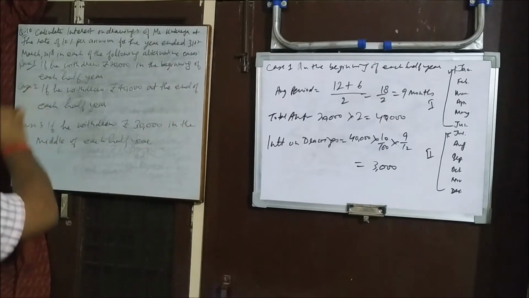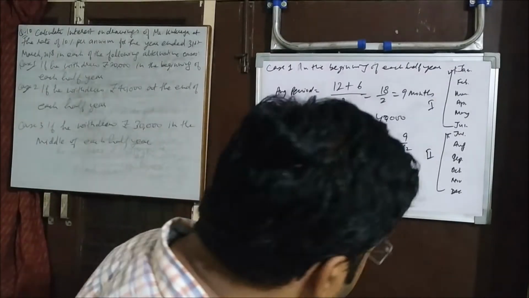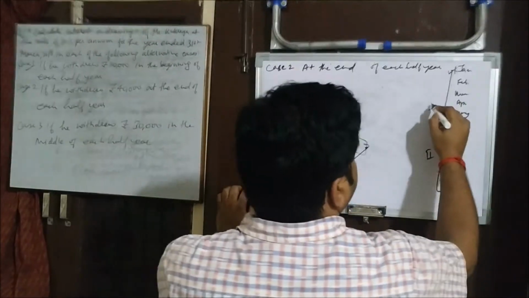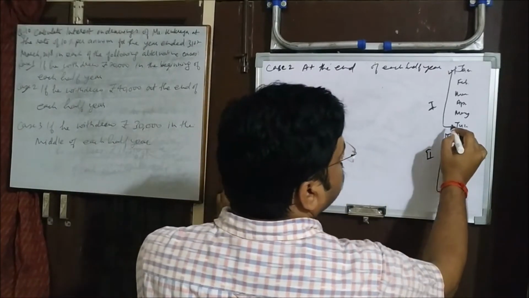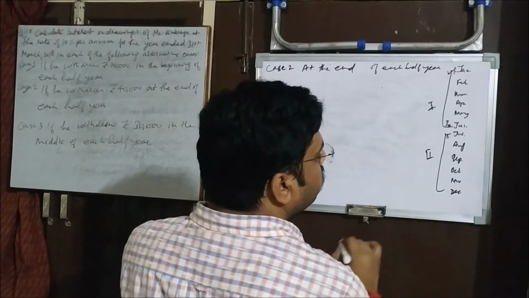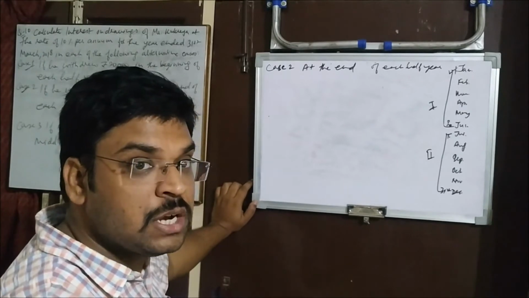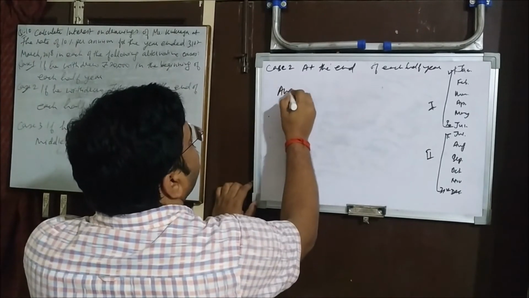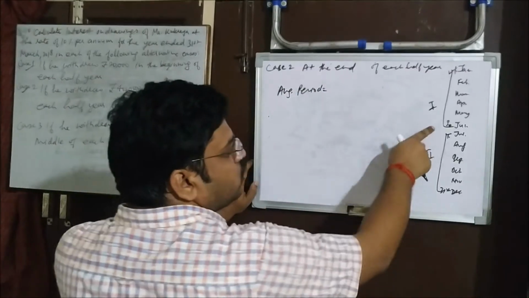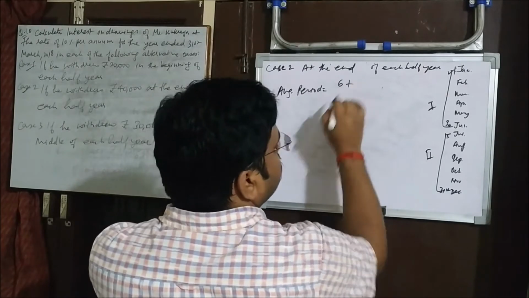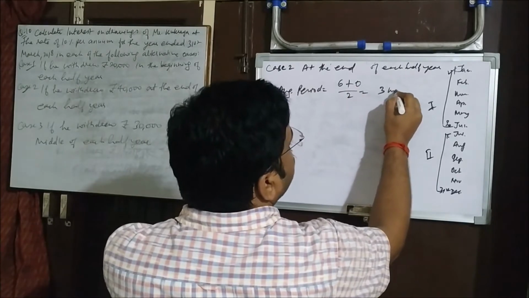Now let's attempt case 2. If he withdrew rupees 40,000 at the end of each half year, no problem. At the end of each half year means he will make the first drawing on 30th June and the last drawing on 31st December, the last of each half year. Understood the point? So the average period: months after the first drawing. He made the first drawing on 30th June, so there are 6 months, and he made the last drawing on 31st December, so there are 0 months. So that is 3 months only.